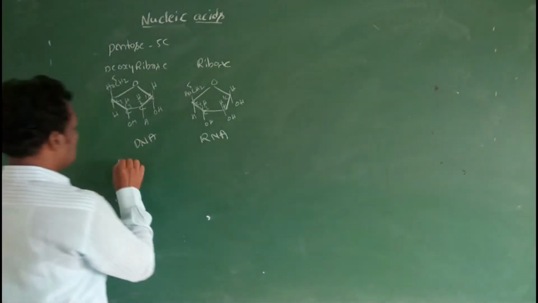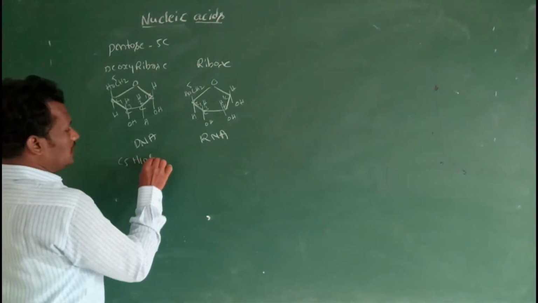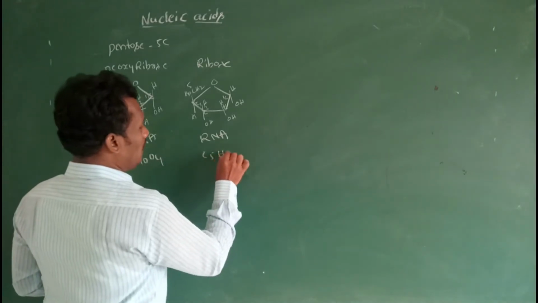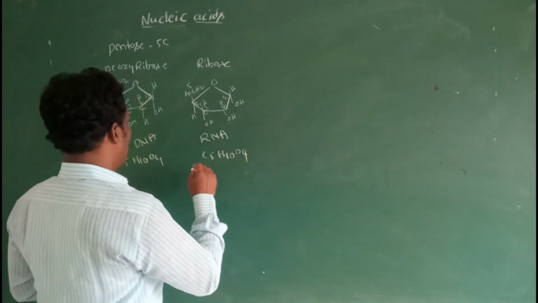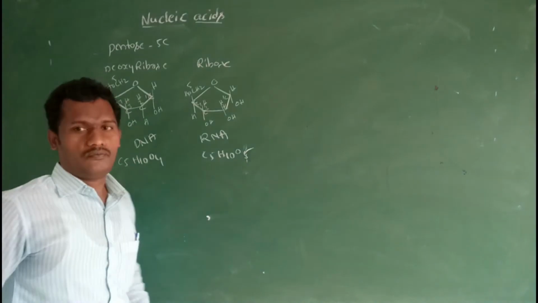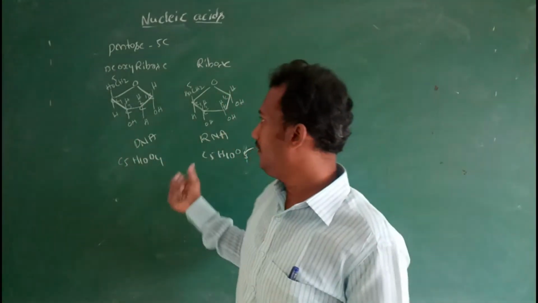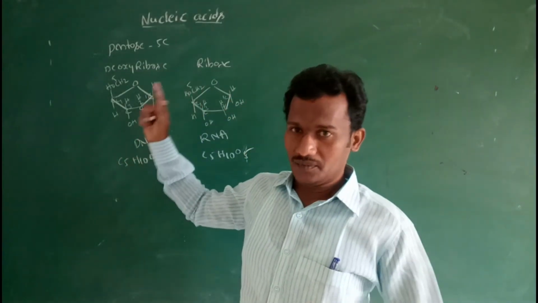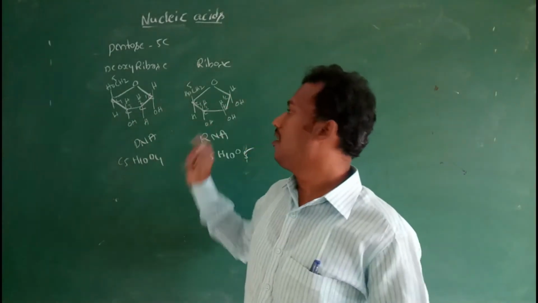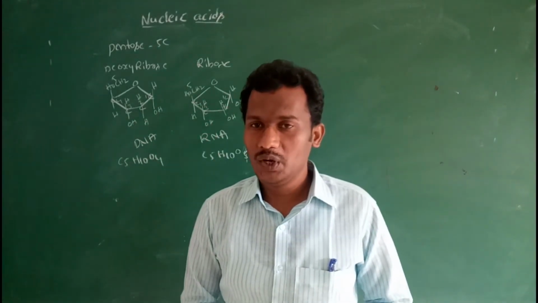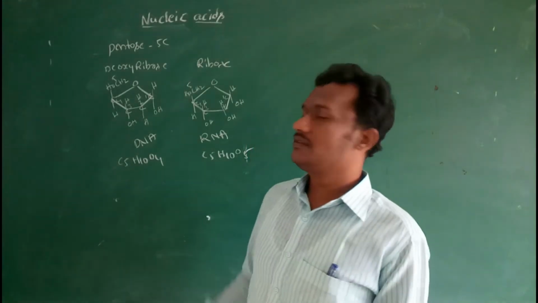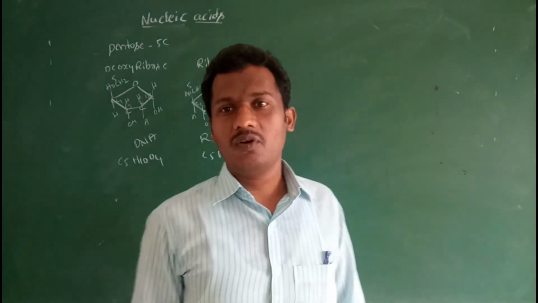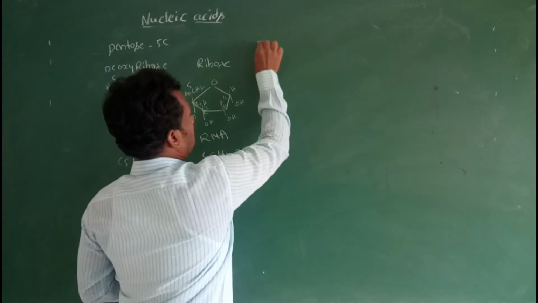So the formula is C5H10O4 for deoxyribose, and C5H10O5 for ribose. Due to this difference, DNA is known as deoxyribonucleic acid and RNA is known as ribonucleic acid. So next one, phosphoric acid, the phosphate moiety.